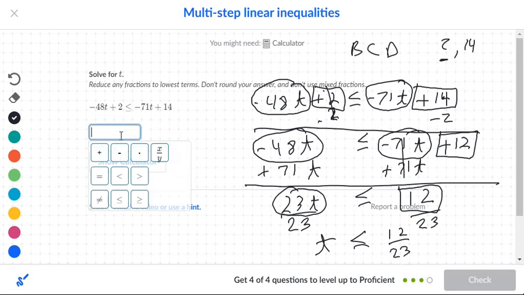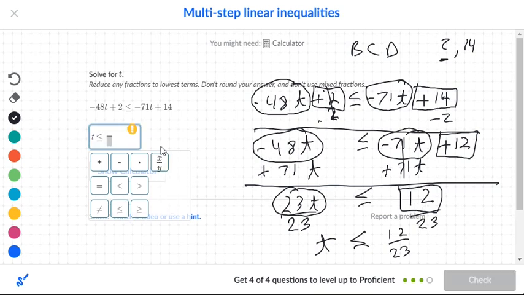So we're going to type in t, so we'll put in the letter t, followed by our inequality sign, followed by the fraction key. Now there's no negative to worry about, so just go 12 on top and then go 23 on the bottom.